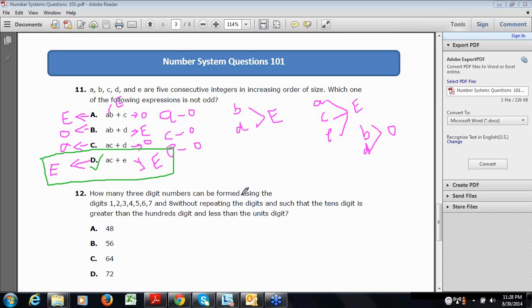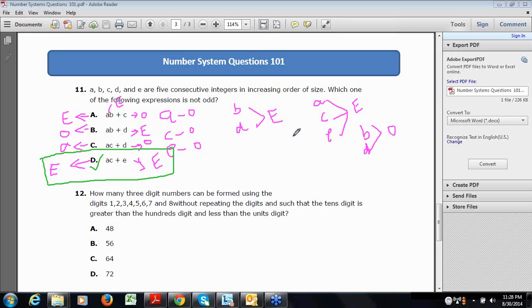Anybody has an issue? Let me explain once again. We have considered A, C and E as odd in the first case and B and D as even. So we can see AB plus C will be odd, AB plus D will be even, AC plus D will be odd, AC plus E will be even. So we have two odd and two even.